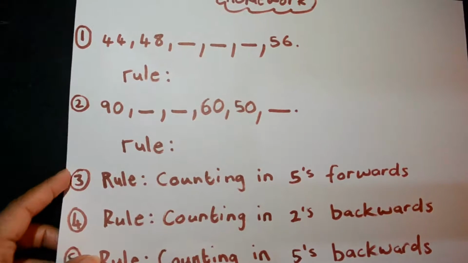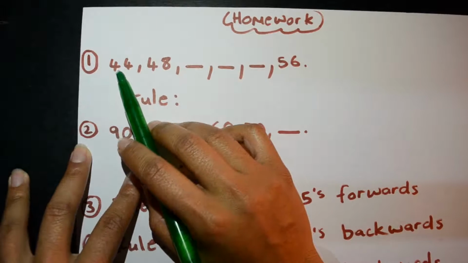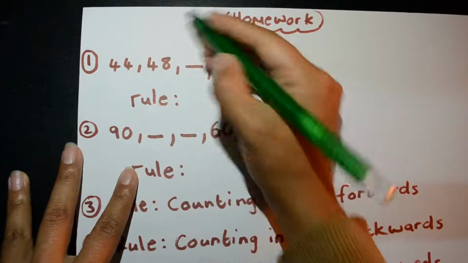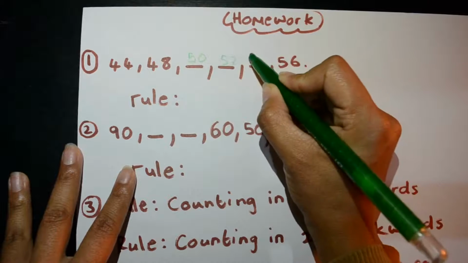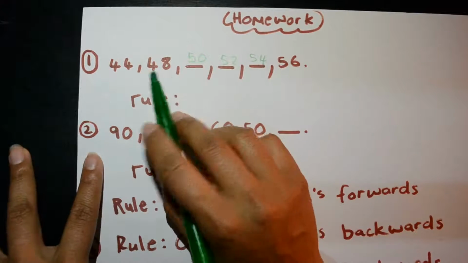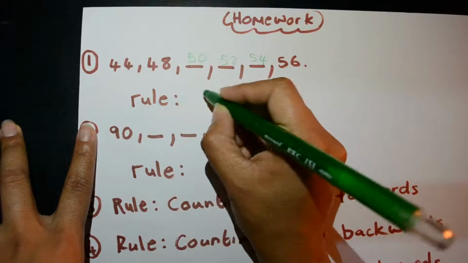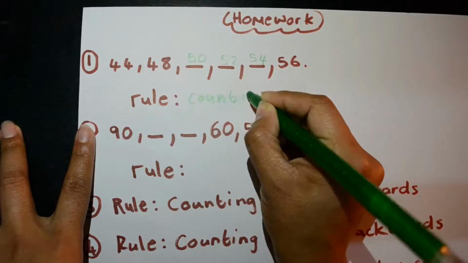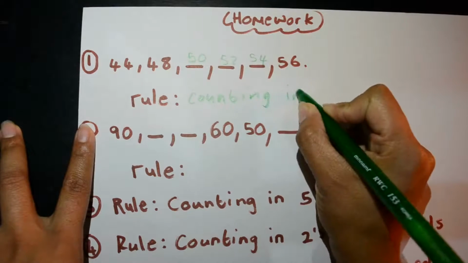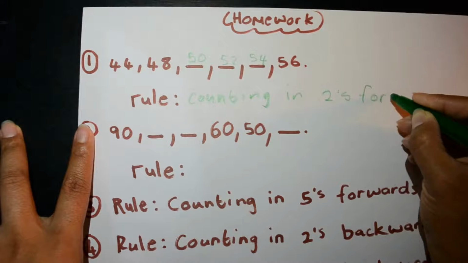This was yesterday's homework. These are the answers. So it's 44, 48, 50, 52, 54, 56. Okay, so the numbers are getting more and more, so that means it's forwards and it's counting in twos. Can you see that? Forwards.